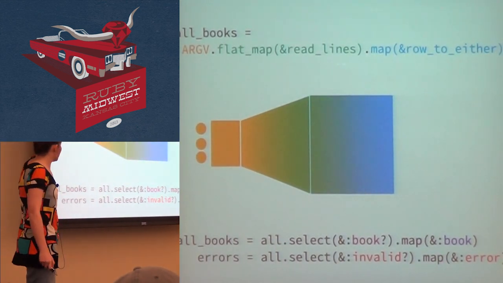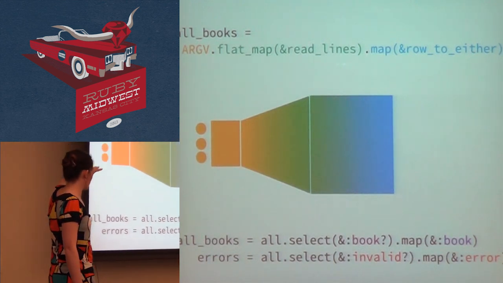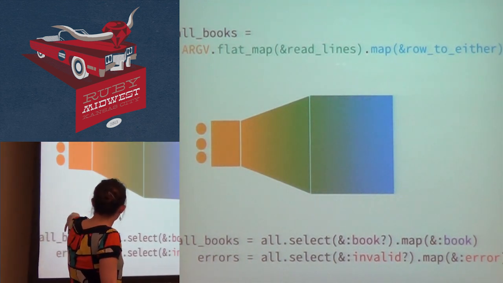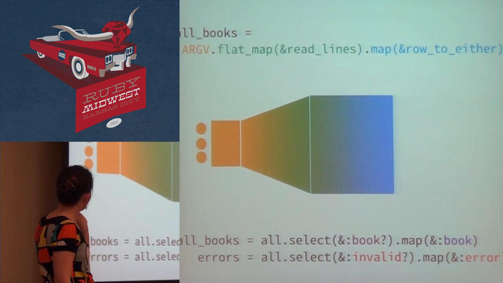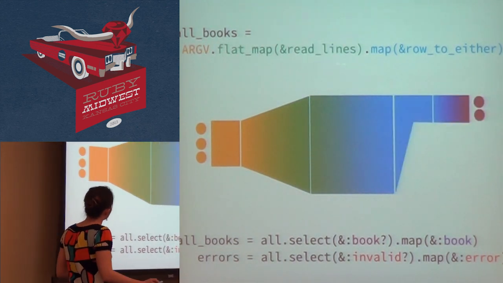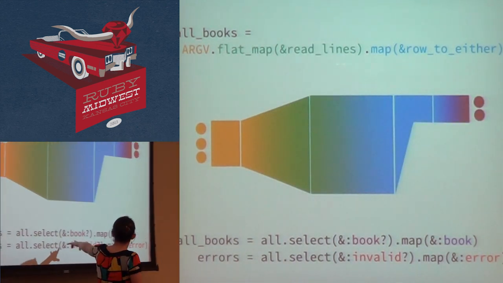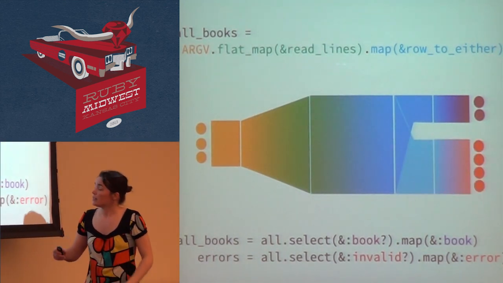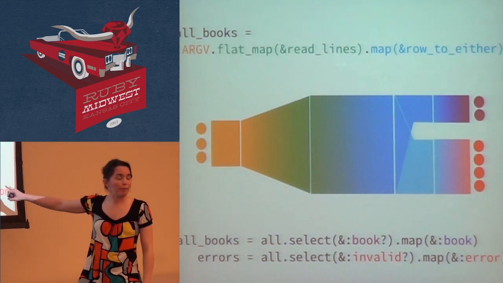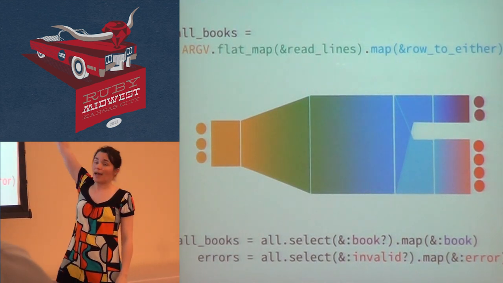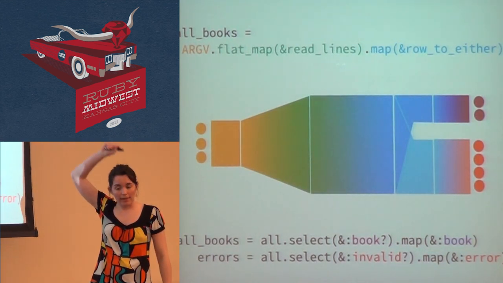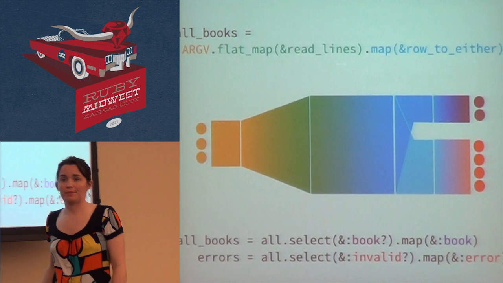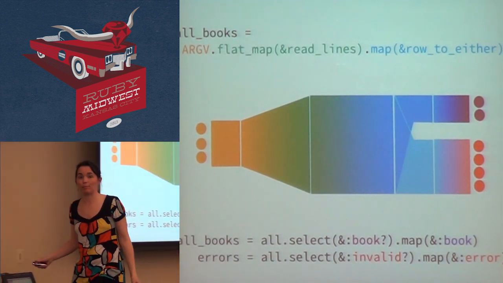And then I take that pipeline and I do two things with it. So we take the all books, which I really should have called all eithers, but that's too long. And we select the ones that hold a book and we map it into a book. We select the ones that hold an error and we map it into an error. And now we have two outputs. And we have information from data that isn't all pristinely perfect.